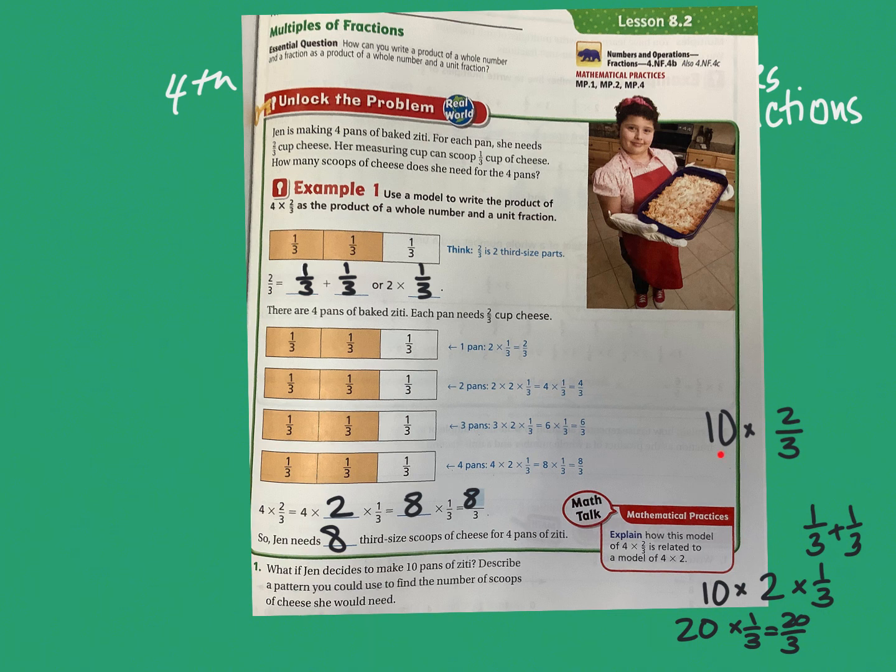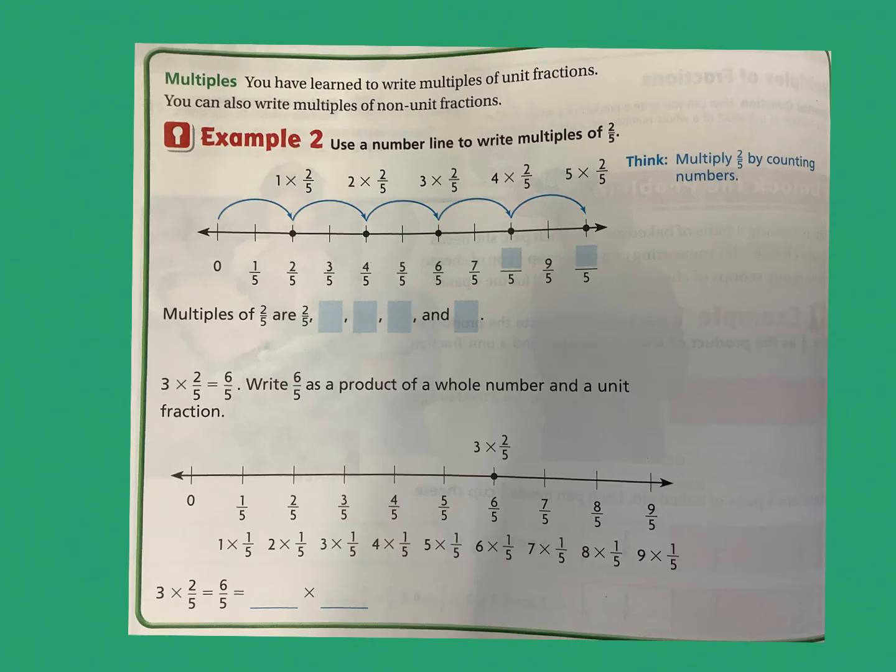So we kind of pulled it apart. We pulled this part apart. And then we called that 2 times 1/3, like we did in the previous lesson, so that we have this whole number. Then we could do the 10 pans and put it all back together again to make it easy. All right, back to those multiples again, where we were counting by numbers. You've learned to write multiples of unit fractions. Like, we know that multiples, if we're counting by 3, is 3, 6, 9, 12. We learned in the last lesson that multiples of 1/3 would be 1/3, 2/3, 3/3, 4/3, 5/3.